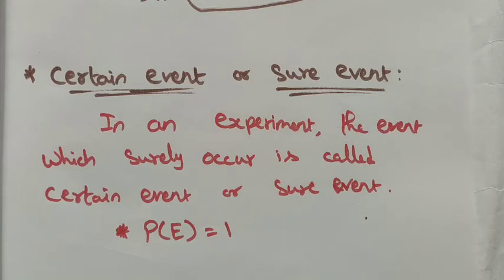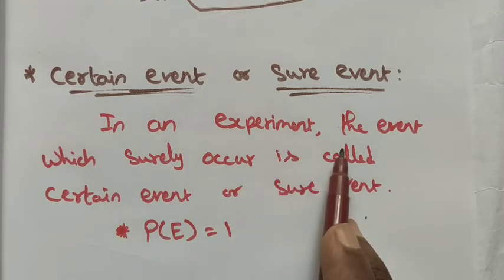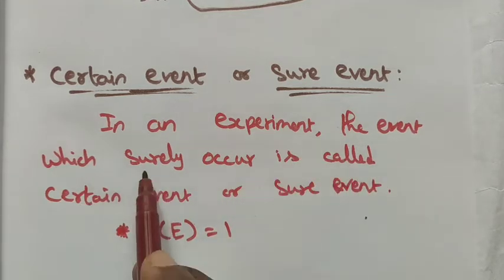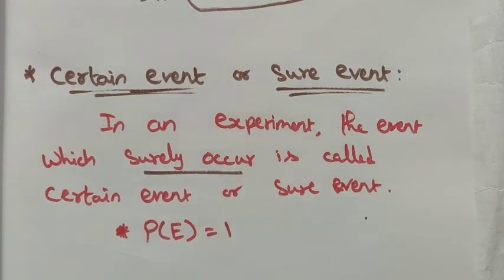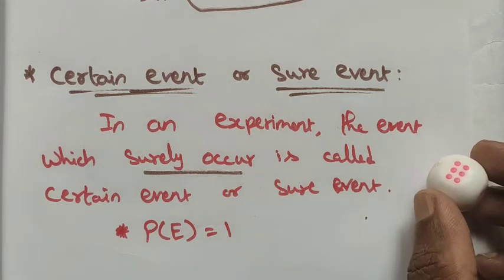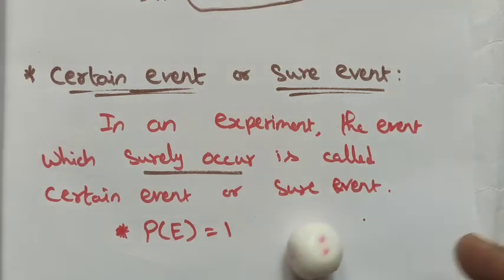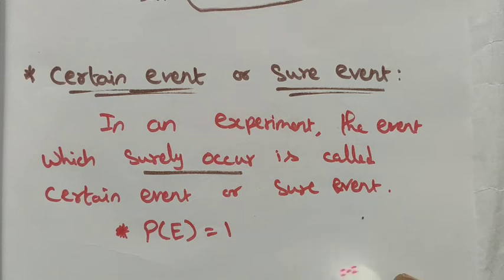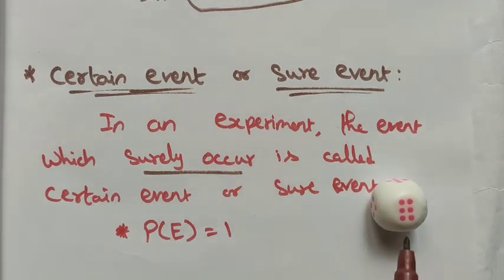Next we see the certain event or sure event. What is meant by sure? Sure means compulsory, there must be one of the values, that is sure. See the definition. In an experiment, the event which surely occurs is called a certain event or a sure event. When we are flipping a coin or throwing a dice, surely we get one of the numbers. That is called a sure event. Surely we can get any one of the numbers from 1 to 6.